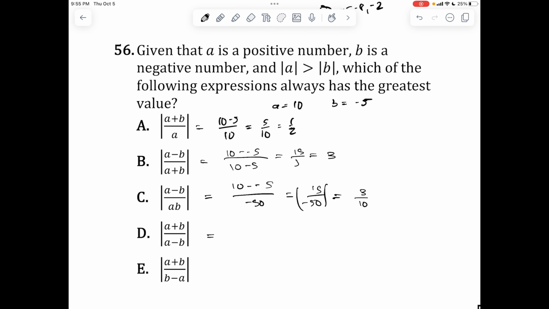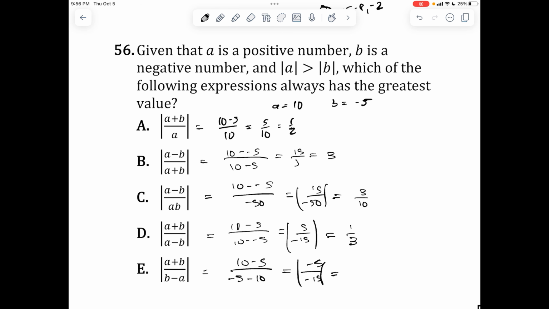This is going to be a plus b, which is 10 minus 5 over a minus b, 10 plus 5, which is equal to 5 over 15. Absolute value of that, we're going to end up at 1 over 3. This is going to be 10 minus 5 over -5 minus 10. This is going to be 5 over -15. Absolute value, all that, it's going to be 1 over 3.